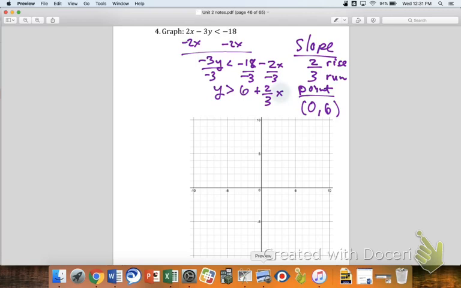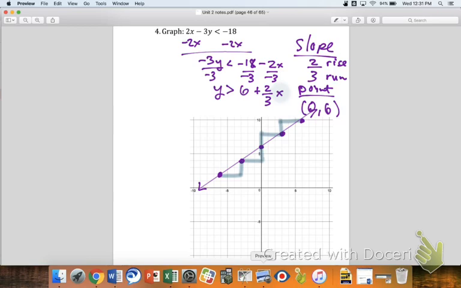Okay, so I'm going to graph that point first. Hope you guys have the point right there, 0, 6. Slope is 2/3. So I'm going to go up 2, right 3. Up 2, right 3. There's a point right there. Up 2, right 3. Another point right there. So on and so forth. There we go. Look at this beautiful line. That's good enough. There we go. Arrows on the end.